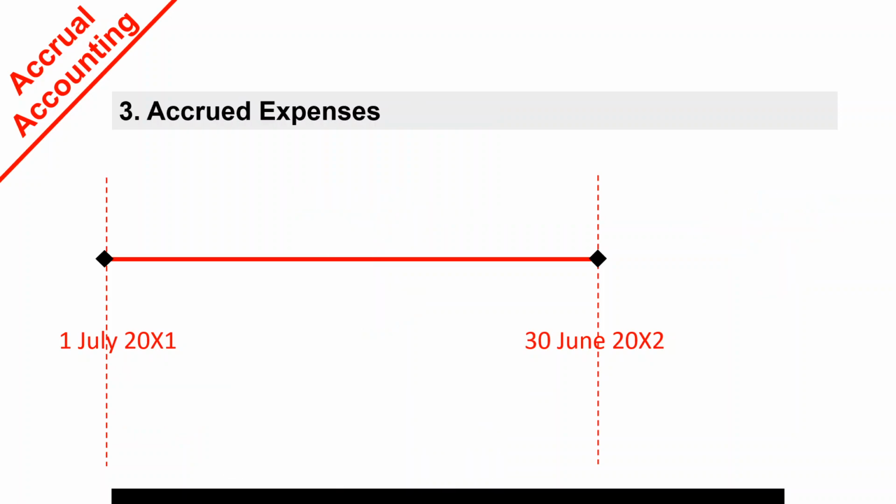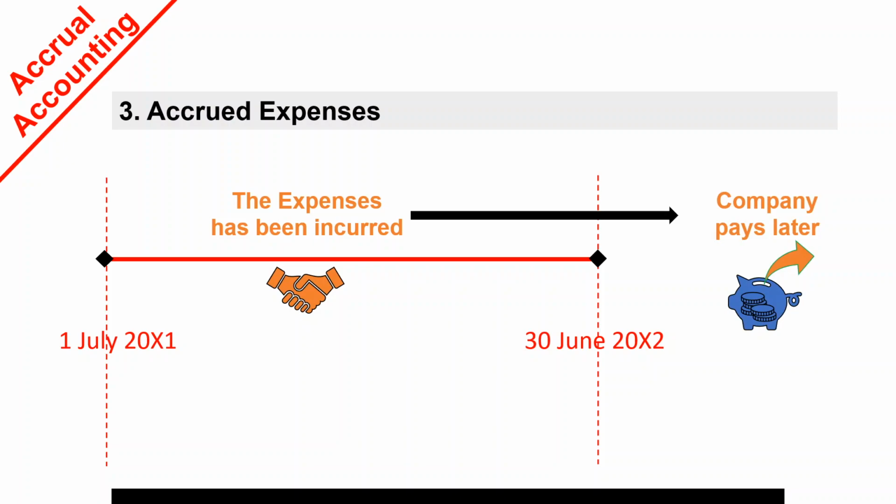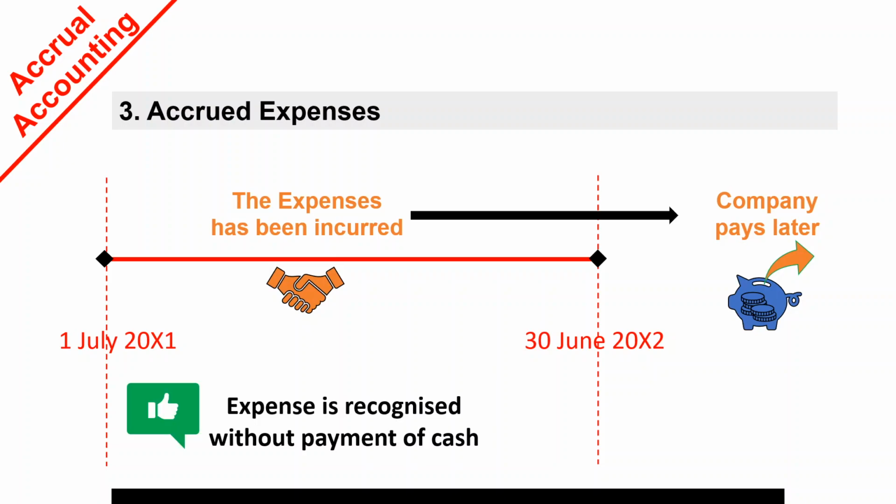The third transaction is accrued expenses. Say for instance, the business has not paid for the June telephone usage. The expense has been incurred, but the telephone bill will be paid in the next accounting period. The expense associated with June telephone usage must be recognized as an expense because the company had been using the telephone during the last month of the accounting period. Therefore, expense is recognized without payment of cash.